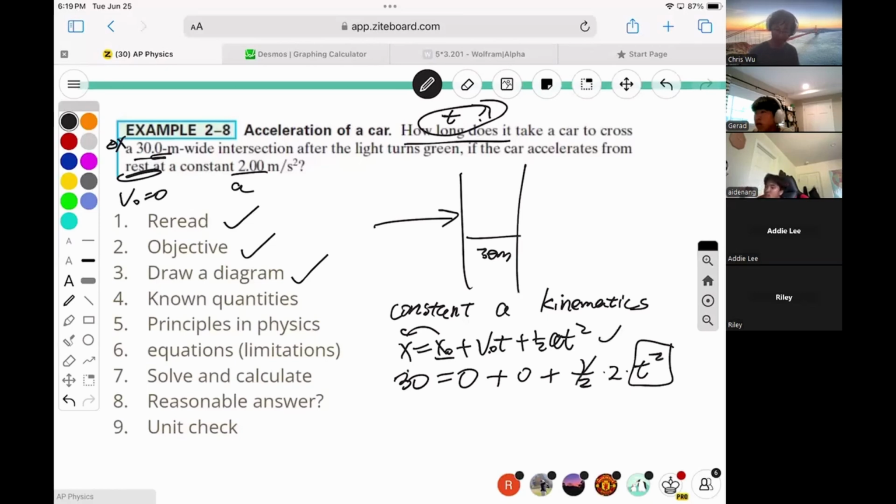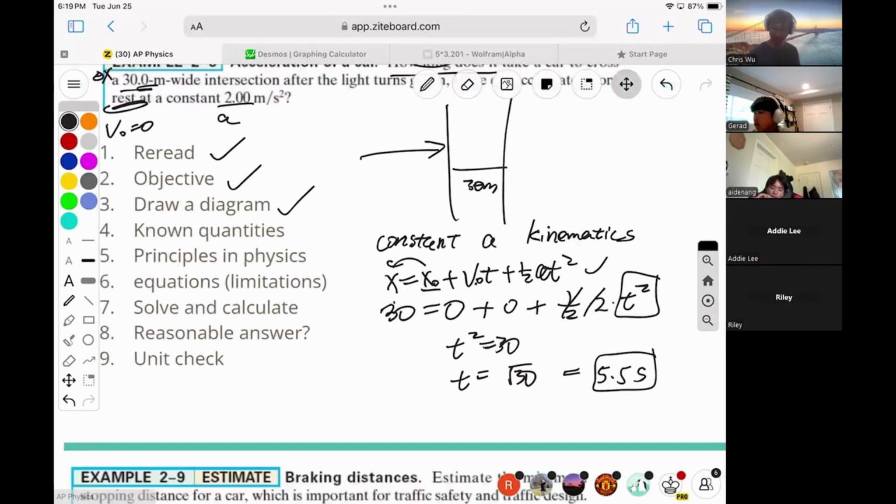Solve and calculate. So 1/2 times 2 is just 1, so I got t squared equals 30. So t equals the square root of 30, whatever that is. Square root of 30 is going to give me 5.5 seconds, essentially, rounded. And is this a reasonable answer? Yes, it takes about 5 seconds to accelerate a car and pass the intersection. A bit on the slower end, I'd say, but yeah, it's reasonable. Unit check, my time is measured in seconds. Great. So that should be a reasonable answer, and I can move on.